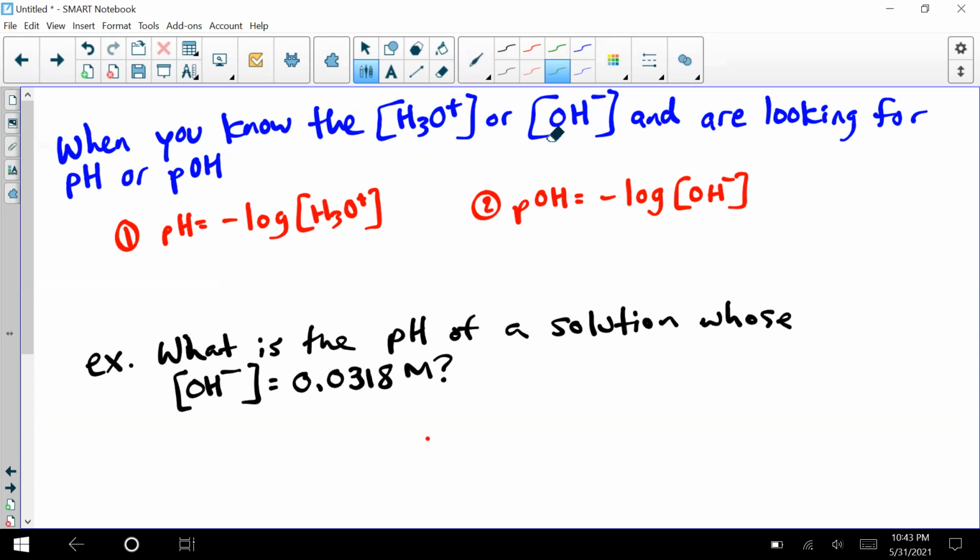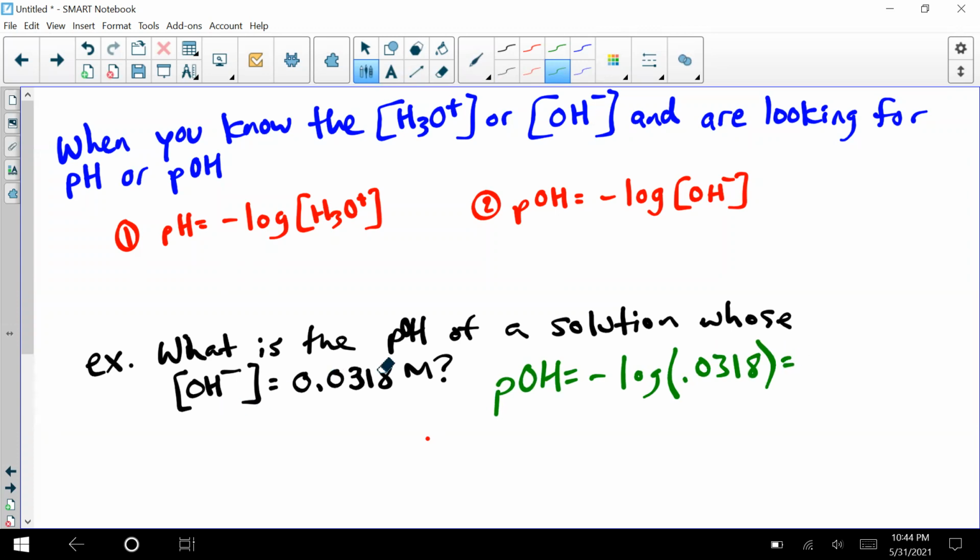So for example, what's the pH of a solution whose hydroxide concentration? Oh, you know what? I meant to say this differently. We can solve this, but I don't want to use this as my first example. Let's call this pOH. What is the pOH of a solution whose hydroxide concentration is 0.0318 molar? So, simple plug and chug. We're looking for pOH, negative log of 0.0318.